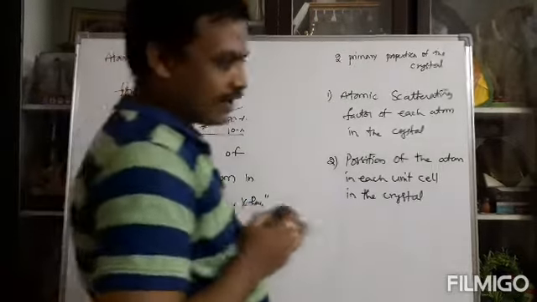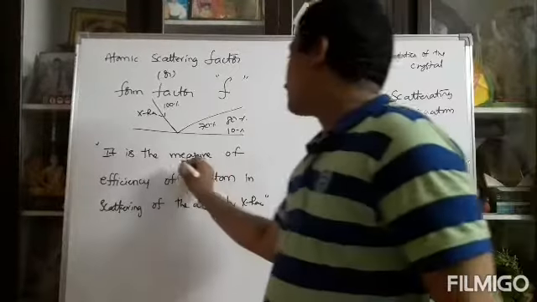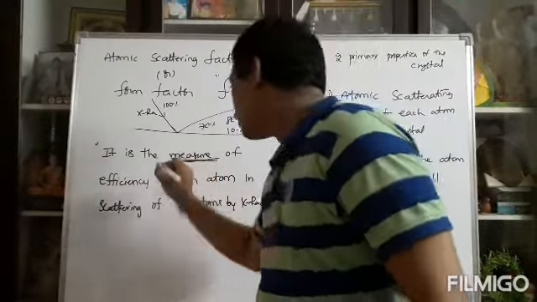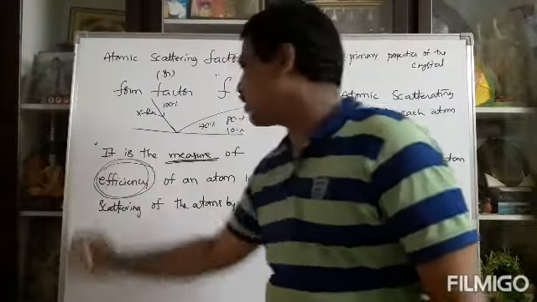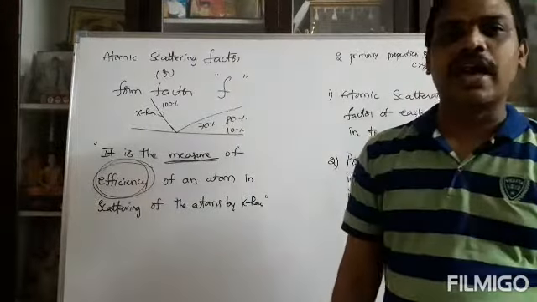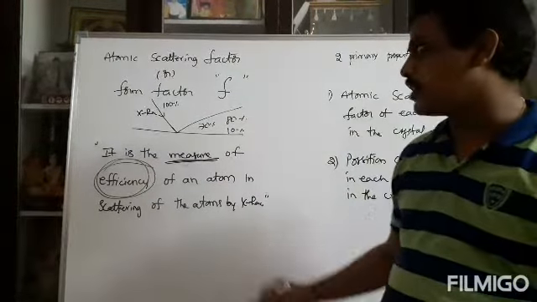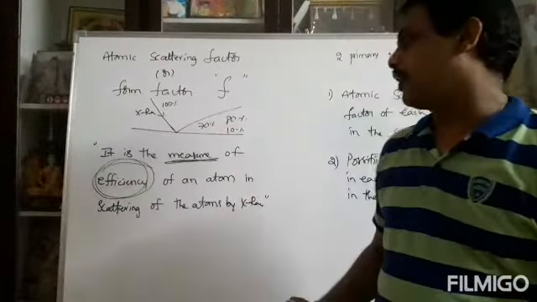Why the scattering factor is used? That scattering factor value gives the measurement. What the measurement? Which gives the efficiency of the atom, how much amount of rays are scattered. That efficiency can be given by the factor called form factor or atomic scattering factor.